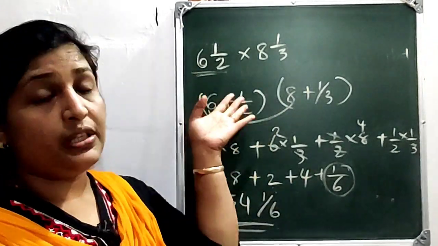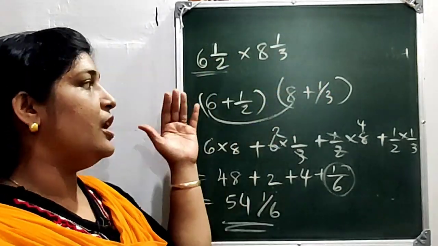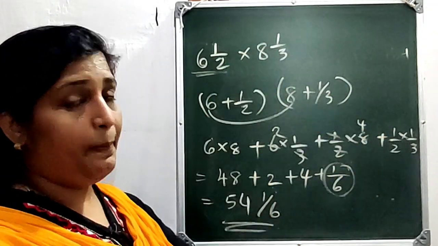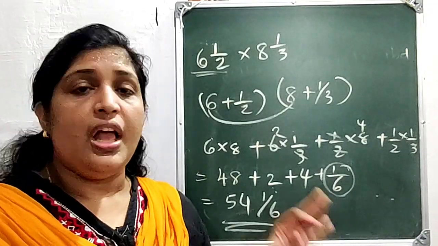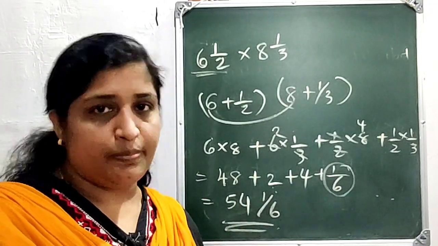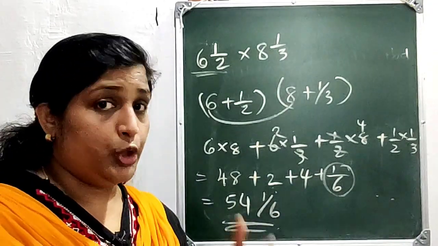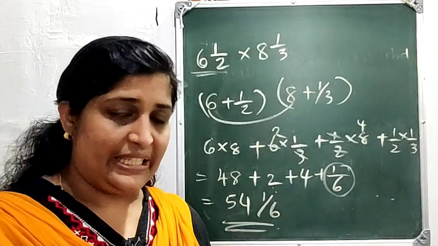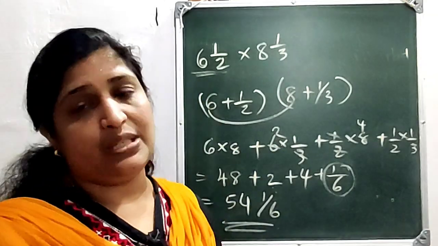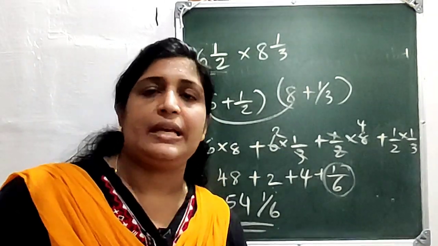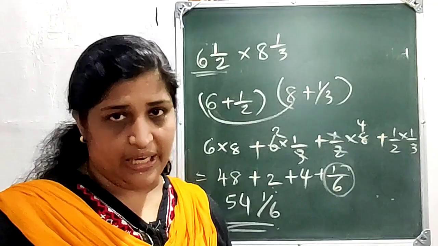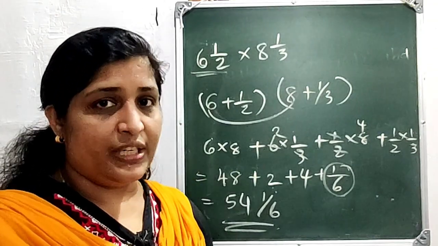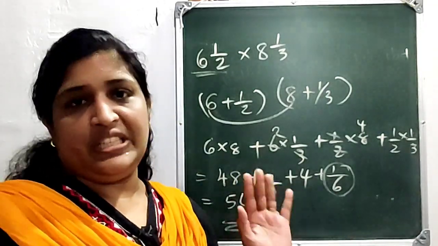To find the product of two mixed fractions, we can make use of the identity (A plus B) into (C plus D) is equal to AC plus AD plus BC plus BD. Learn these identities by heart, two identities are there. First one is A into (B plus C) is equal to AB plus AC. Second one is (A plus B) into (C plus D), that is equal to AC plus AD plus BC plus BD. Learn these two by heart and apply wherever needed.